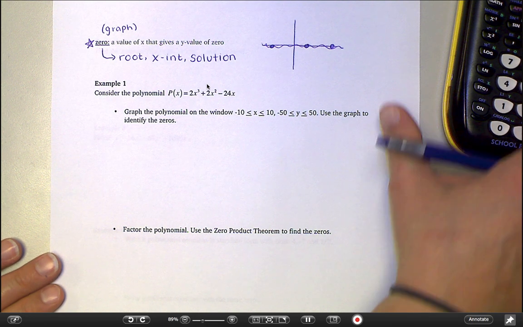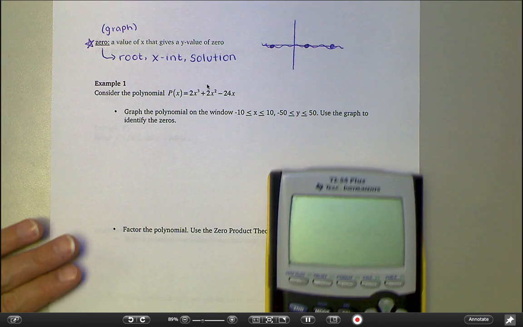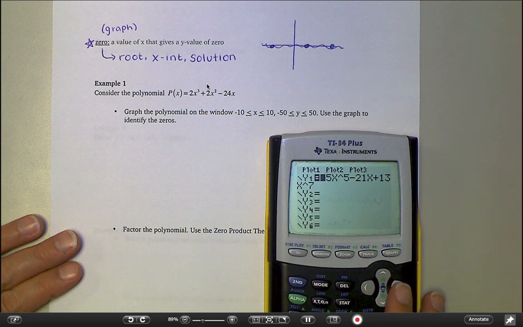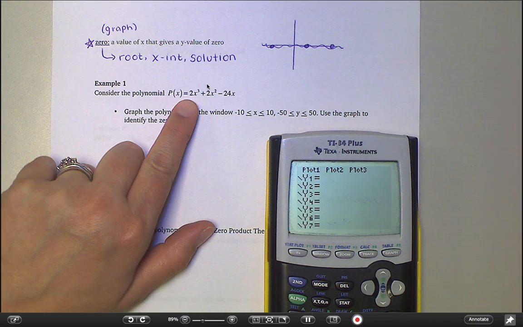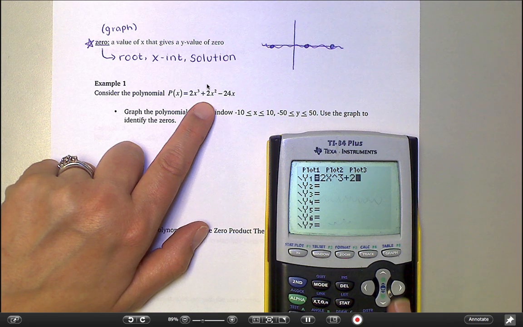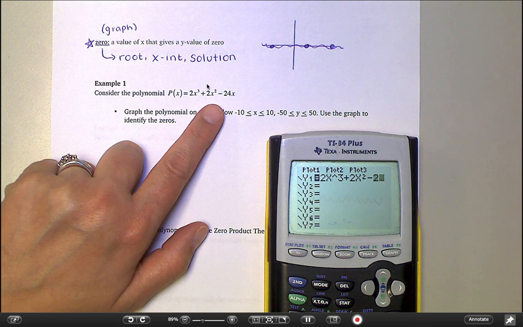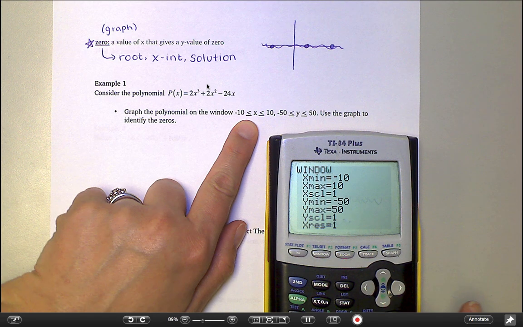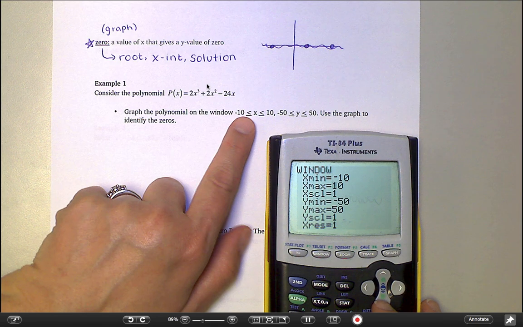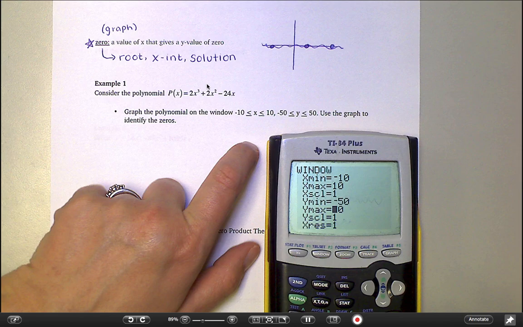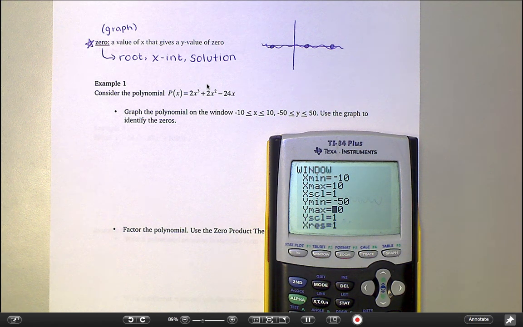It says graph this polynomial on this particular window. Use the graph to identify the zeros. So I'm going to go to y equals, oh, someone's got something else in there. I'm going to enter 2x cubed plus 2x squared minus 24x. I'm going to go to my window and set it so that my x's go from negative 10 to 10. So that's already there. And my y's, I want to go from negative 50 to 50. It looks like whoever was using this before me already had it set. And then I'm going to hit graph.